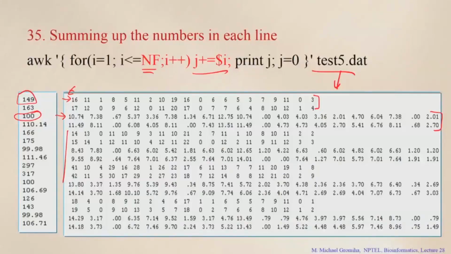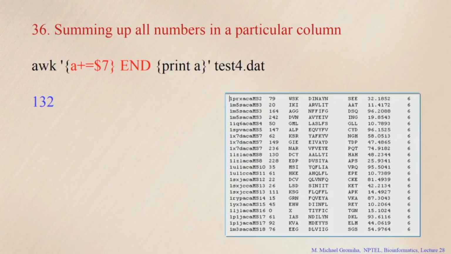Now, if you want to add all the numbers in a particular column, here we added all the numbers in all the columns. We are talking about these different columns. So, here if you want to add column-wise, how to do this? What is the column number here? 1, 2, 3, 4, 5, 6, 7, column number 7.